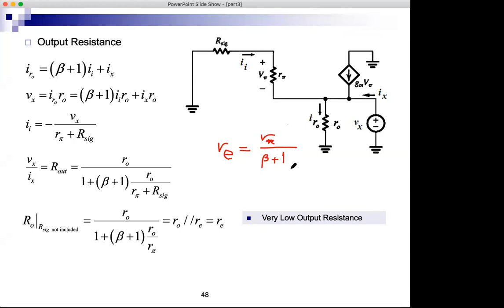It also appears in the T model of the BJT. If you remember the T model of the BJT, there is a resistor there. It's not R pi, it's RE. Okay, any other questions?